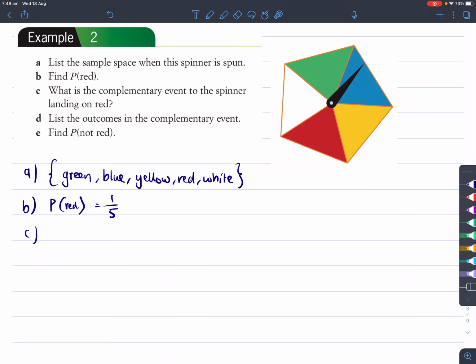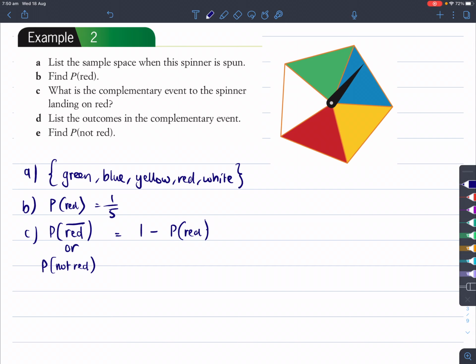What is a complementary event to the spinner landing on red? The complement of that would be not landing on red. So that means you can write red with a bar on top, or you can write probability of not red. It's up to you which one you want to write. But each of those should equal 1 minus the probability of red. So these are opposites of each other. Okay?